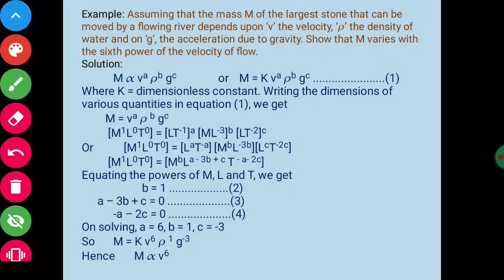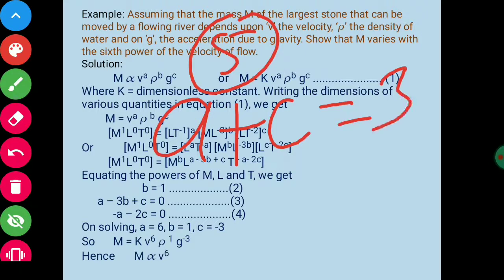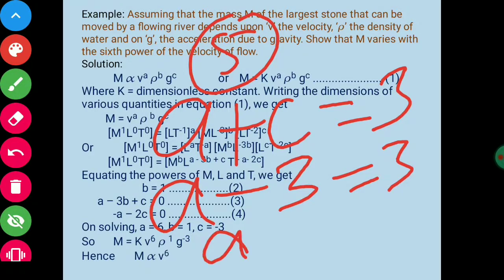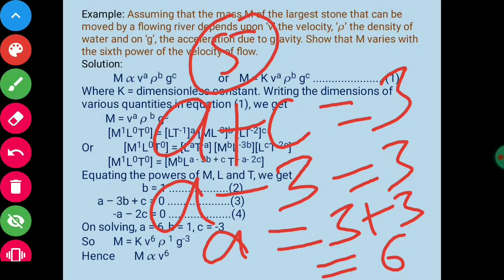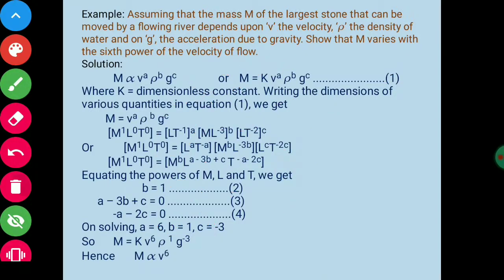Is it clear? Now, using equation number 5, which is a plus c is equal to 3, put the value of c over there. a minus 3 is equal to 3. So a becomes 3 plus 3, which is 6. So the value of a is 6. So here we get the values on solving equation number 2, 3 and 4: a equals 6, b equals 1 and c equals minus 3. Now put all these values in equation number 1.